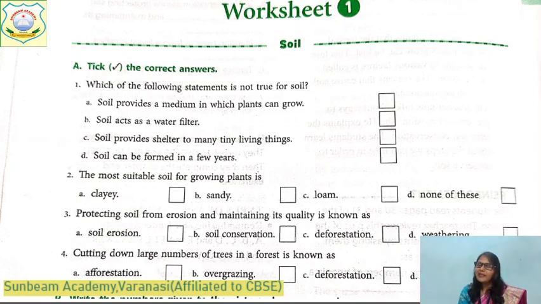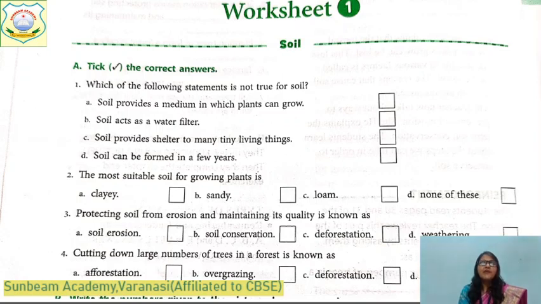जो soil के बारे में नहीं सही है. Soil provides a medium in which plants can grow. Of course it is true. It is necessary medium for the growth of plant. Soil act as a water filter. Yes, this is also true. Soil में से water filter होके नीचे collect होता है ना, ground में water collect होता है ना.